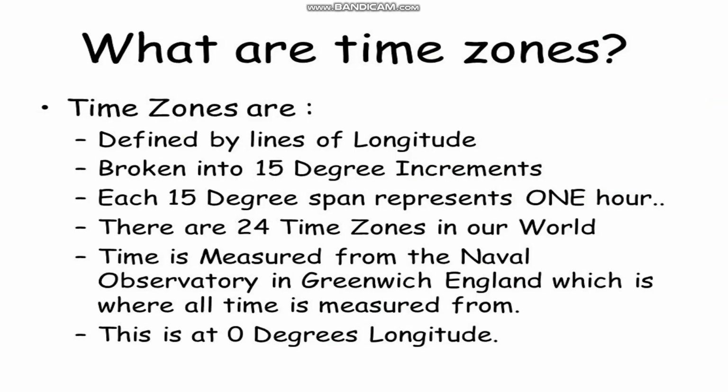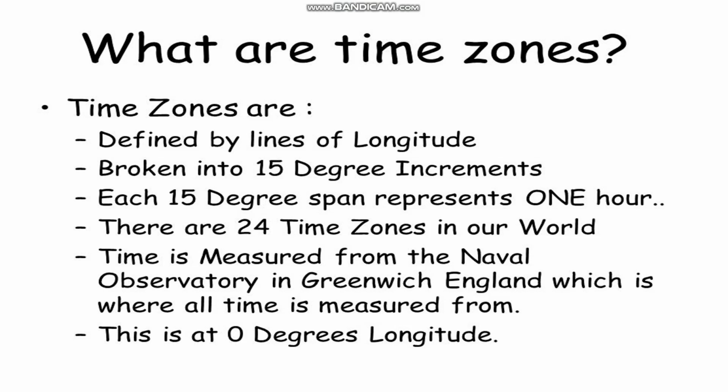Let's move on to what are time zones. Time zones are defined by lines of longitude. Lines of longitude are broken into 15 degree increments. Each 15 degree span represents 1 hour. That is 360 degrees divided by 15 equals 24. Thus, there are 24 time zones in our world.